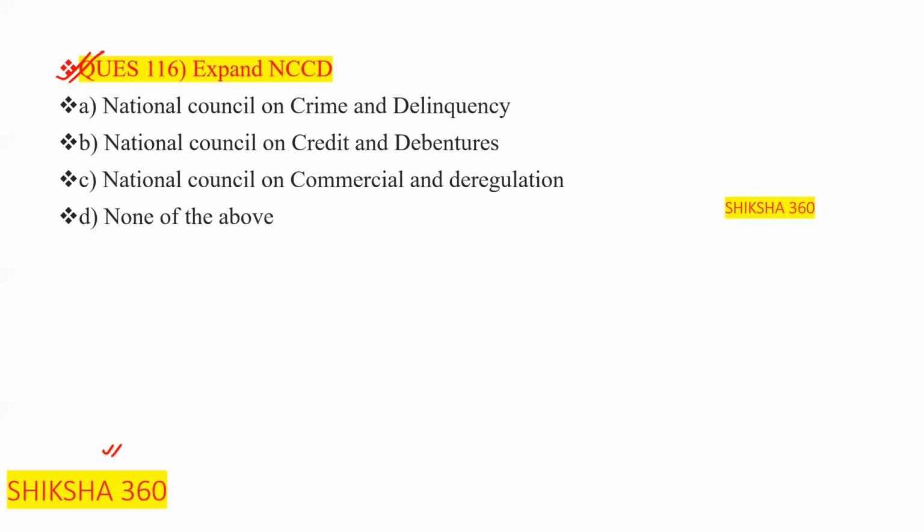NCCD stands for: option A, National Council on Crime and Delinquencies. Second, National Council on Credit and Debentures. Third, National Council on Commercial and Deregulation. Option D is none of the above.